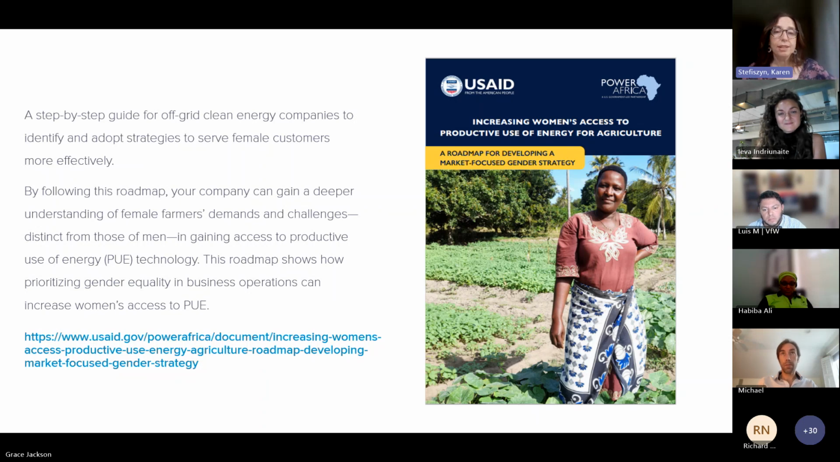Power Africa also provides grant funding, and a previous grant window targeted companies in Kenya with funding to reach more women customers. All grantees were required to develop their own market-focused gender strategy. They received technical assistance from Power Africa to do so, and also to adopt good practice to implement the strategy. And I'll just add that technical assistance is available from Power Africa to companies to take the same journey.